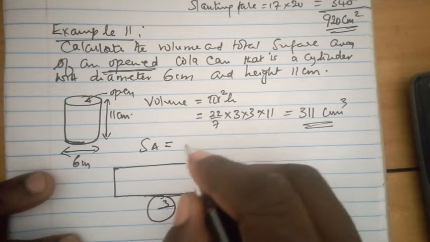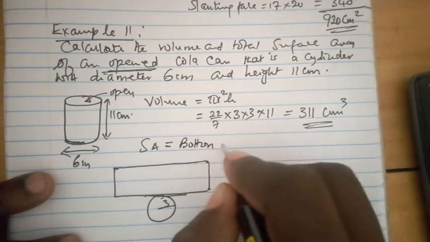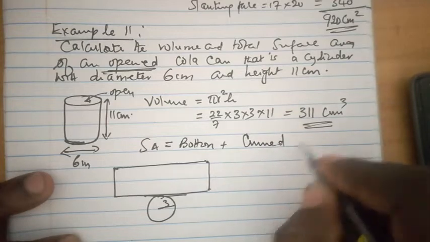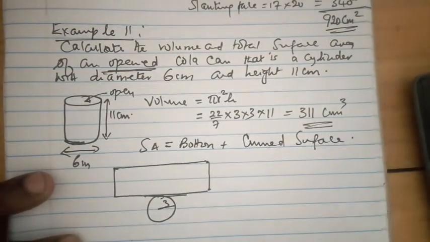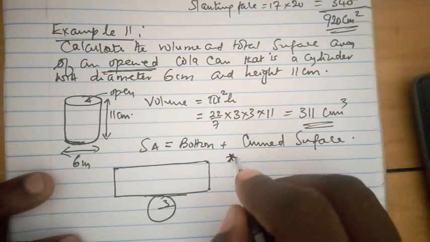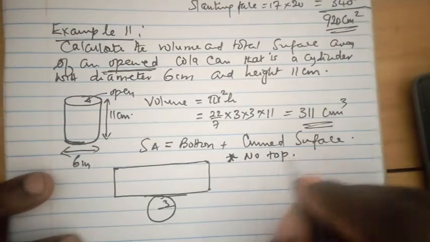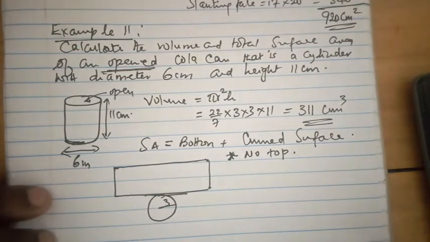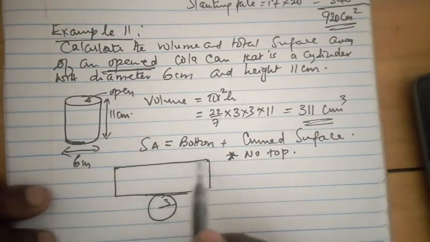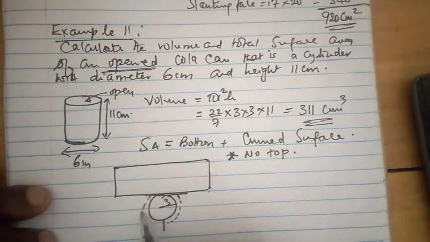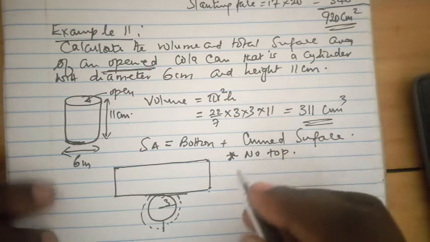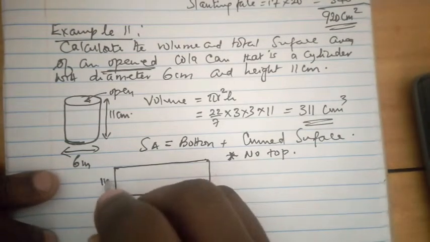So the surface area is the bottom plus the curved surface. There is no top. Please note that there is no top. Why? Because our can is open. And of course, along the length of the curved surface is the perimeter. We said that if you fold this length along the circumference, this end will reach here, and this end will reach here, and then it goes back to its position, which was originally the perimeter. And this height remains 11 centimeters.